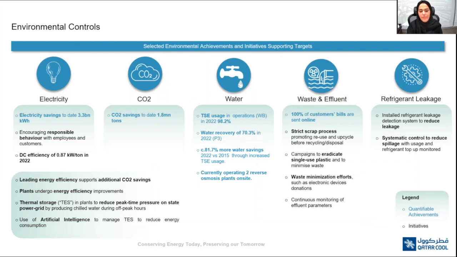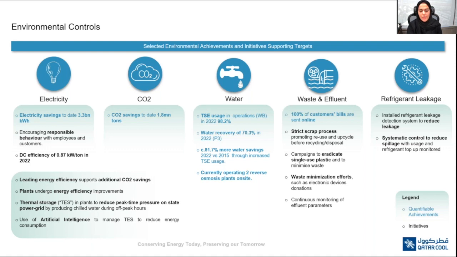These are some of the environmental achievements and initiatives. I'm not going to go through all of them, but I will mention a few as an example. In terms of water, TSE usage in operations in West Bay last year was 94.4%. Water recovery last year in P3 was 70%. And then we have more water saving last year versus 2015 of 81.7%. This is through increased TSE usage.